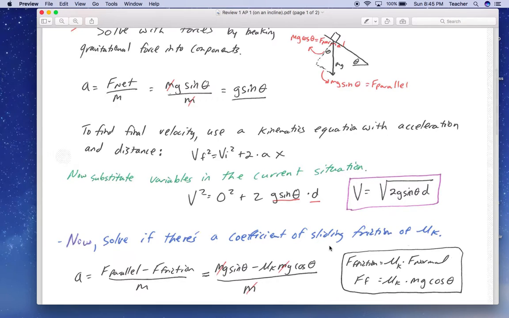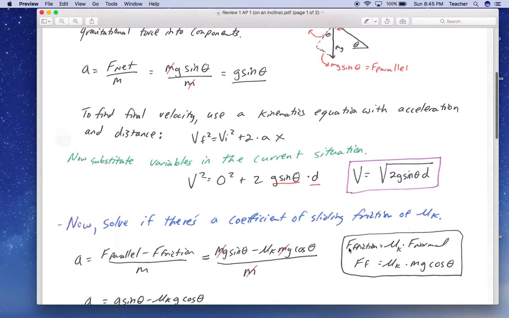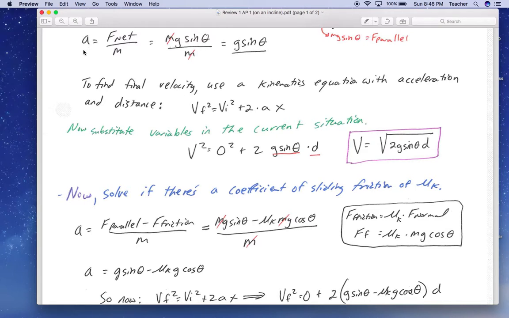Now, if there is a coefficient of sliding friction, mu sub k, we would go back to Newton's second law, which was up here, but we think about this not as just being F parallel, but F parallel minus the force of friction. Well, friction is equal to the coefficient times the normal force. The normal force in this case is not just the weight of the object, but it's mg cos theta. So the force of friction would equal mu k mg cos theta, where k is for kinetic. So to get the overall acceleration, mg sine theta minus mu k mg cos theta, over m.